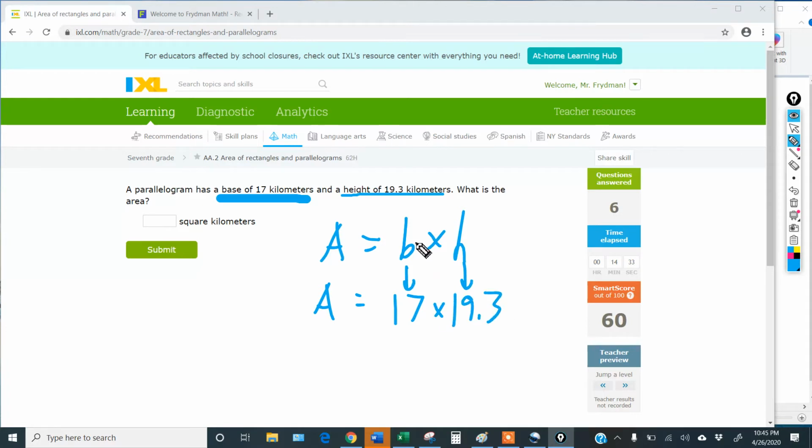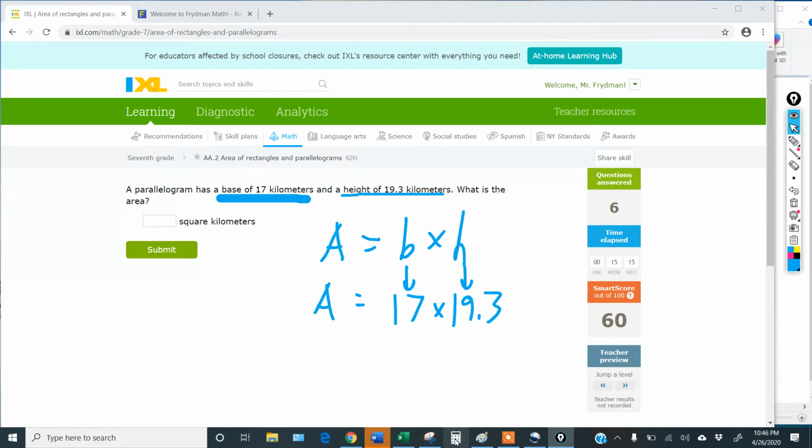And by the way, if you put the base and the height in the wrong order accidentally, so if I put the 19.3 here and I put the 17 over here, that would still be okay because of the commutative property. I can multiply these numbers in a different order and still get the same answer. So if you mess up with the base and the height, that's okay, but don't mess up for the area. If you put one of these numbers over here for the area, then you're really messing up. Then you would get the wrong answer. So anyway, let's just do 17 times 19.3.